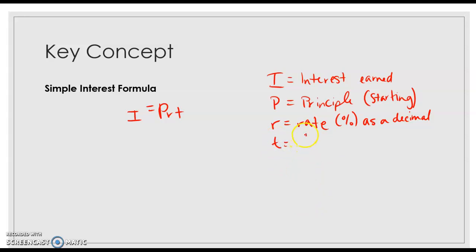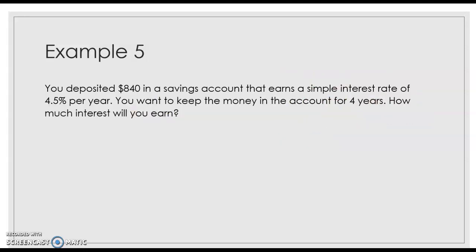And then T is time. And so that could be months, days, years, depending on how we're figuring it. So here is our example.